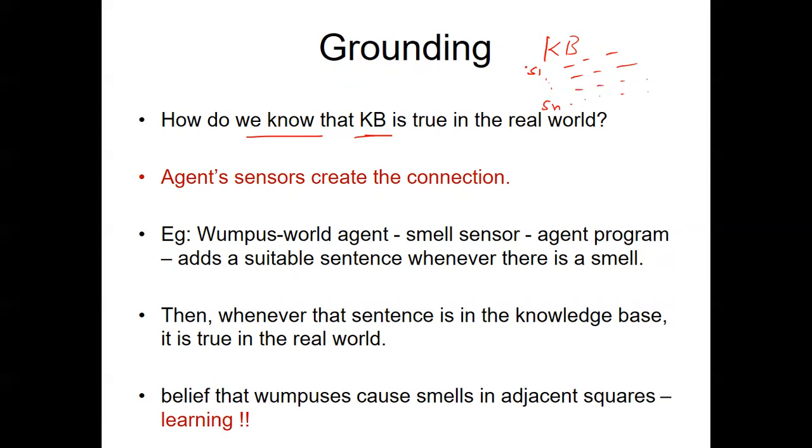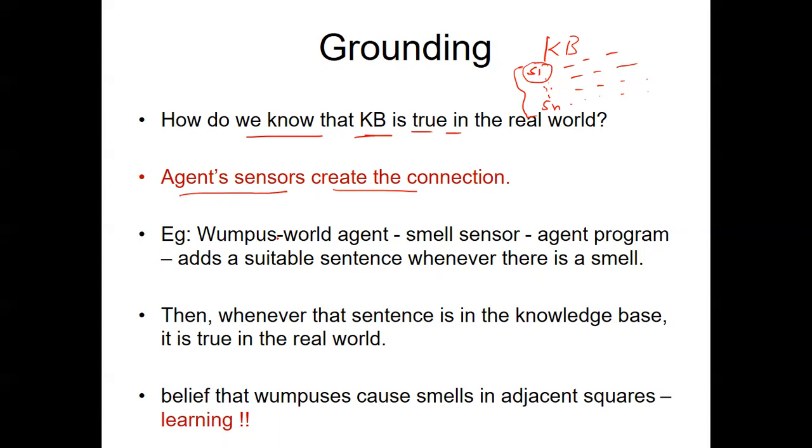Now, when can we say the KB is grounded? If all of these sentences are reflecting the real world, if all of them are connected to the real world, then we can say that the KB is grounded. Now, how do we ensure that the KB is true in the real world? We ensure it through the agent's sensors. The agent's sensor is the one which creates the connection with the real world, and through that we are quite sure that whatever statement is added to the KB is in synchronization with the real world.